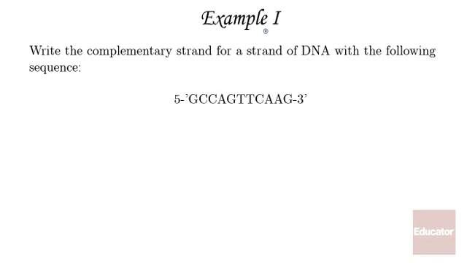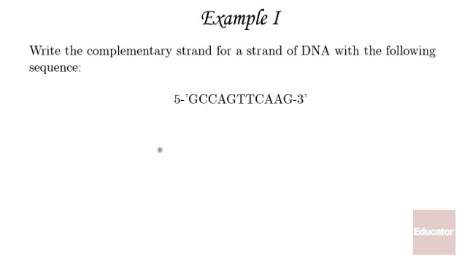Now let's go ahead and review some examples focusing on nucleic acids and proteins. Write the complementary strand for a strand of DNA with the following sequence. All right, this shows the 5' end and the 3' end. And then it shows a sequence GCCAGTTCAAG for DNA. So this is the different nitrogenous bases.